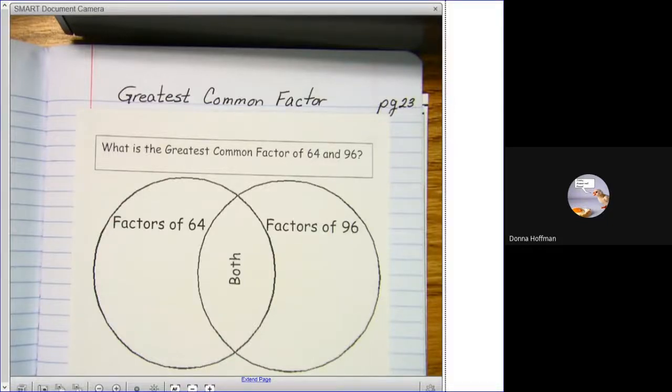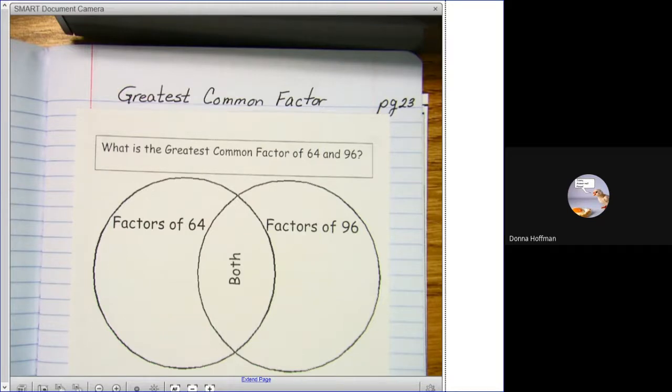This lesson is on the greatest common factor, which starts in your Florida Reveal book on page 23. The question is, what is the greatest common factor of 64 and 96?